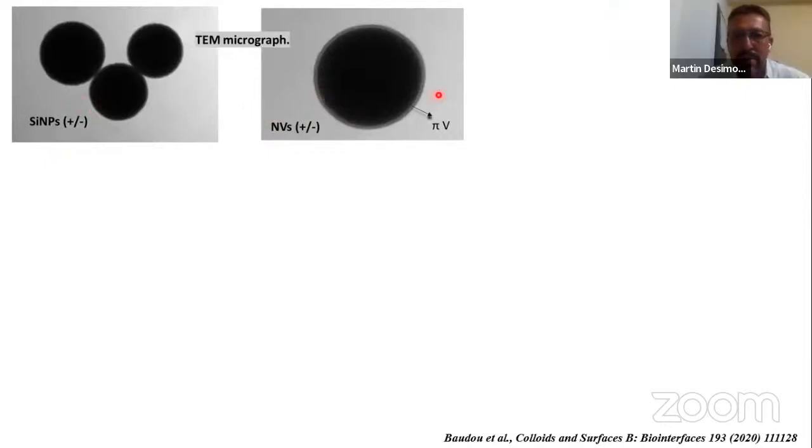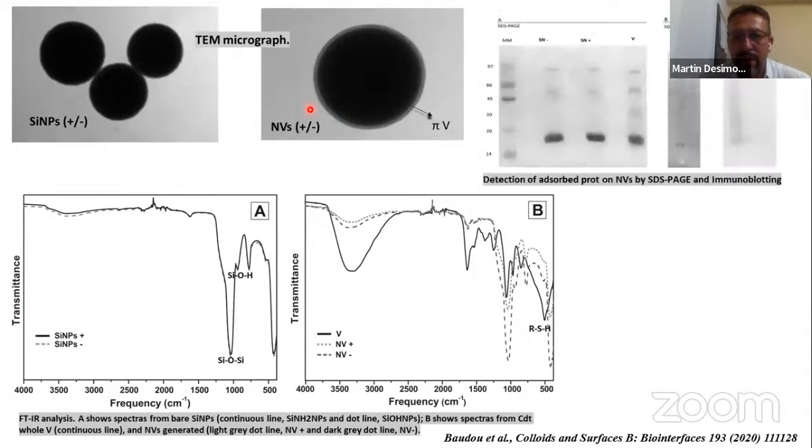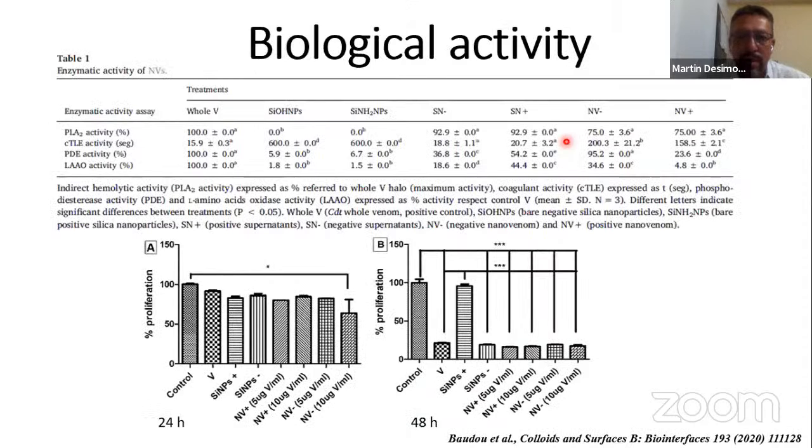Okay. What we observe is that these nanoparticles have a core of the absorbed proteins on the surface. We make the characterization by infrared spectroscopy. We also make the characterization by SDS and Western blot analysis, and we confirm the presence of the proteins of the venom on the surface of the nanoparticles. And we evaluate the activity because some of these proteins present in the venoms are enzymes, and we have observed that these enzymes absorbed on the nanoparticles are really active, so the conformation of the protein is maintained.